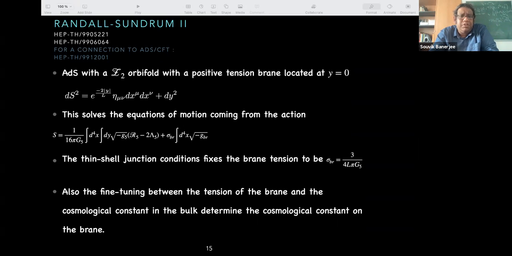Okay, and this solves the equation of motion, and the action is given by this bulk action, and then you have this localized action on the brane. Sigma BR is the brane tension, and this brane tension is fixed using this junction condition, which puts a condition on the metric and its derivative across the brane. Also you have a fine tuning between the tension of the brane and the cosmological constant in the bulk that determines the cosmological constant on the brane. Okay, so this is the Randall-Sundrum model.